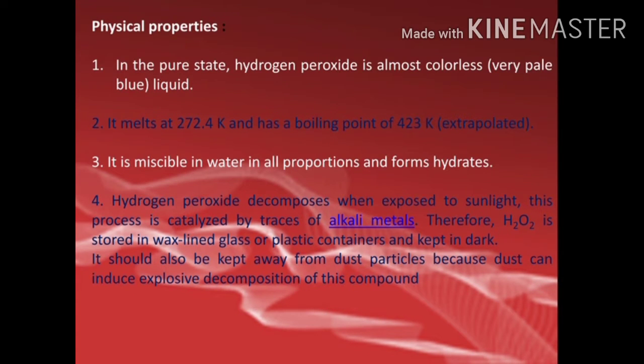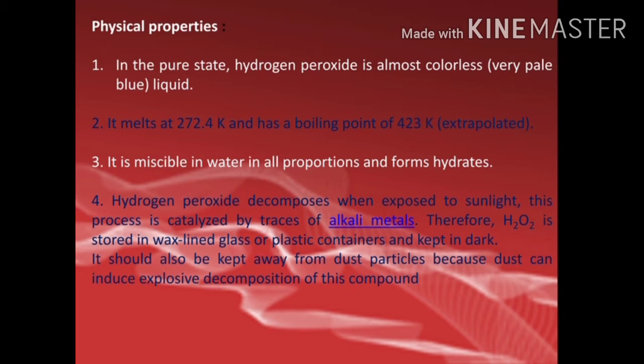Next topic, physical properties of hydrogen peroxide. In the pure state, hydrogen peroxide is an almost colorless liquid. Actually, it is a very pale blue liquid. It melts at 272.4 Kelvin and has a boiling point of 423 Kelvin. It is miscible in water in all proportions and forms a hydrate.